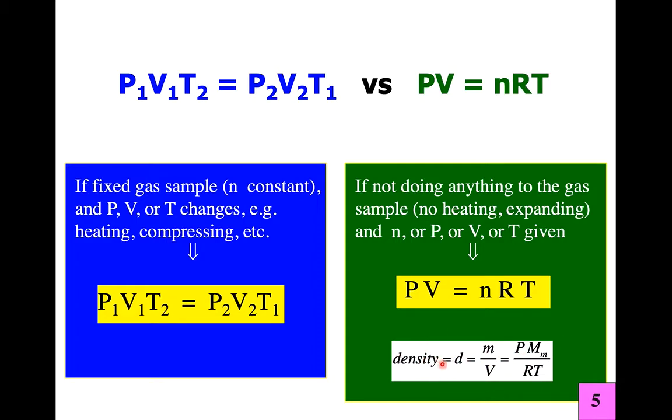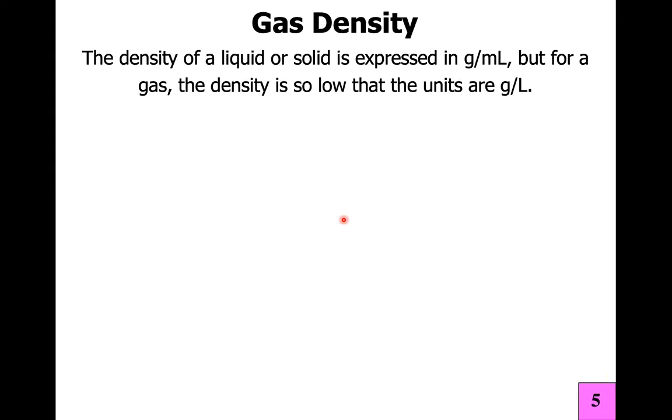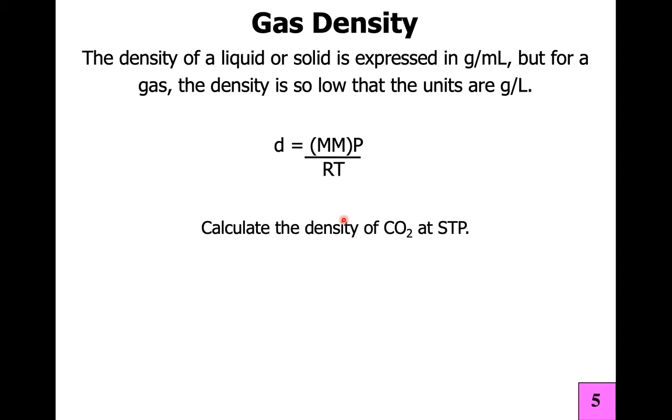This can also get turned around. This equation can get transformed into an equation for the gas density, and once you've done that, the gas density is equal to the pressure times the molar mass of the gas divided by RT. All right, so here's our equation. The density of a liquid or solid is expressed in grams per milliliter, but for a gas, the density is so low that we use units of grams per liter. And now we can calculate the density of CO2 at STP. So we've got a few things to decode here.